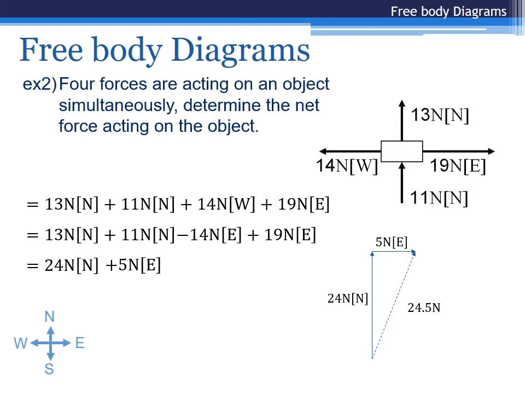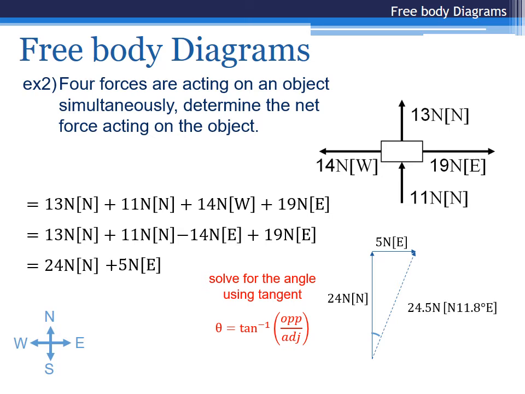Now I want to find a direction. I always find the direction from where I started. So I'm looking for this angle. I'm going to be using tangent because I know the opposite and adjacent side. So I'm going to be using inverse tan of opposite over adjacent. So I'll take the inverse tan of 5 over 24, and that gives me 11.8 degrees.